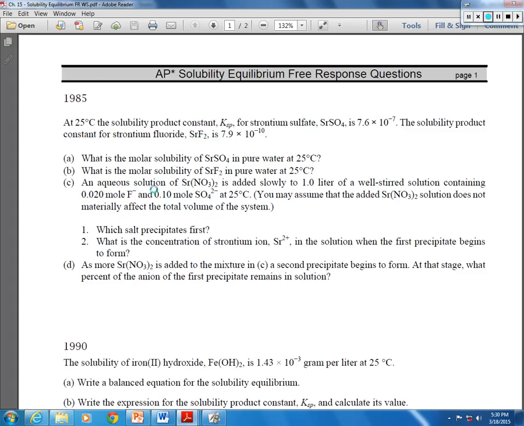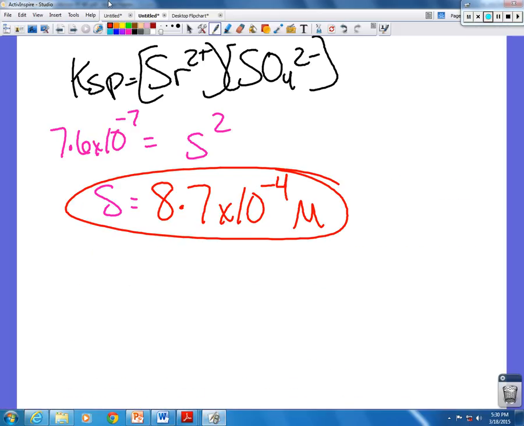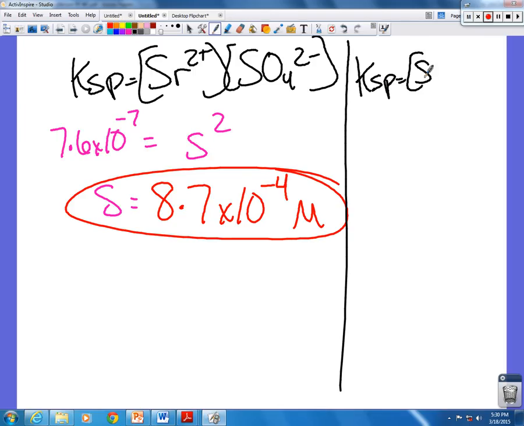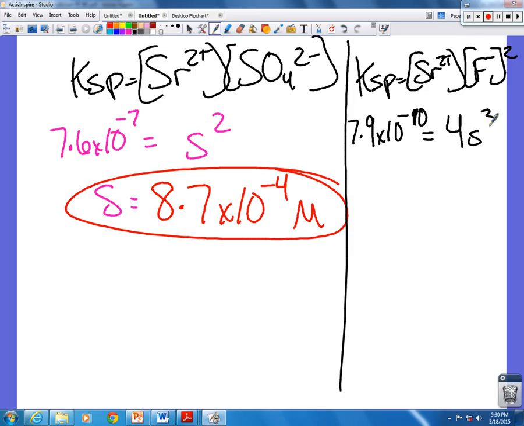So part B. What is the molar solubility of SrF2 in pure water? Well, if we know our cheat method, what do we do? I'm actually going to add right here. So KSP is equal to [Sr2+][F-] squared. What was the KSP value for this one? 7.9 times 10 to the negative 10th. Alright, what's your ion-to-ion ratio? 2 to 1. So what's your S value? Run your math.